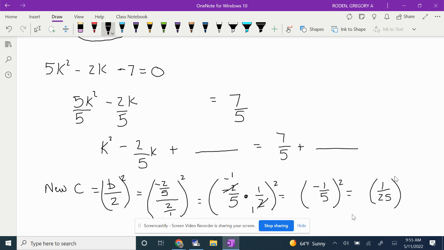Does everyone see what I did there? Any questions? Did I make a mistake? I don't think I did. Okay, so now we're going to take that 1/25 and add it to both sides. Y'all see that? Got to add that to both sides.